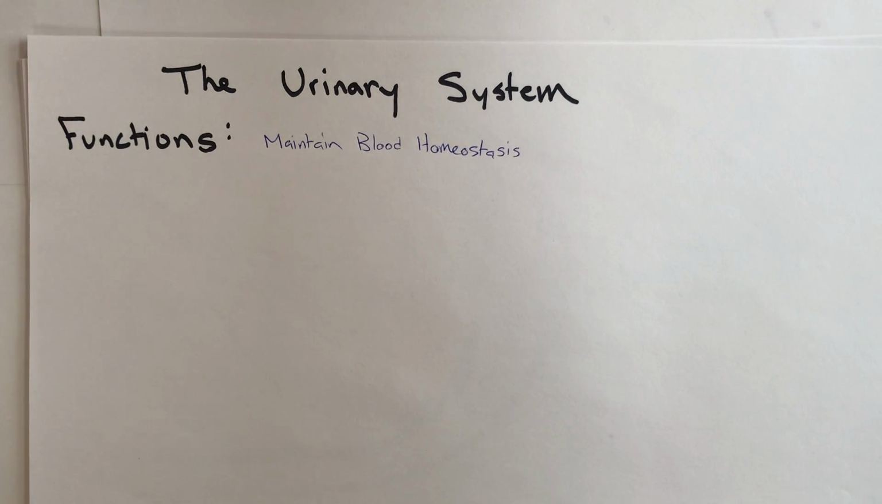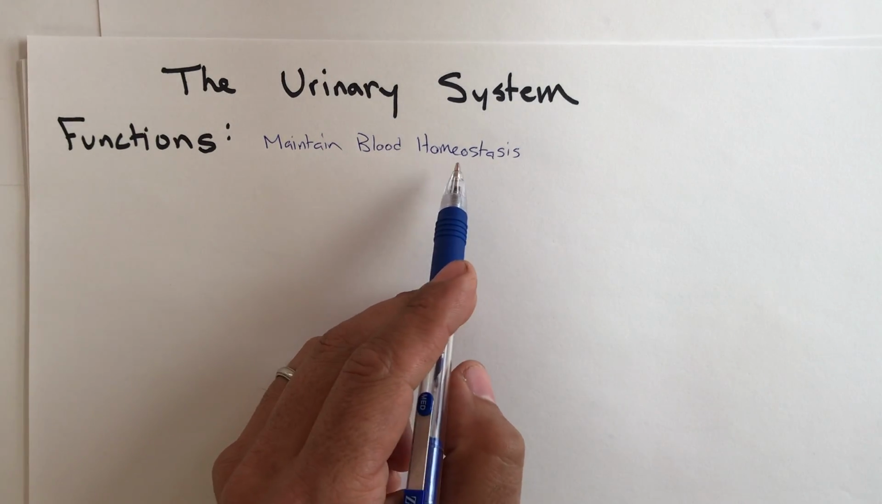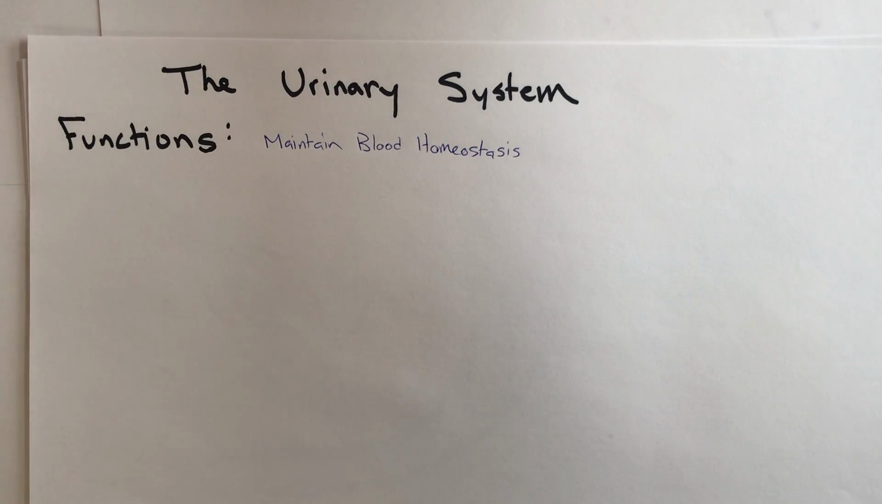What's interesting is that most people say, oh yeah, the urinary system, the function is to pee. Well, yeah, but what is the reason for this? The main function is to maintain blood homeostasis, to maintain the concentration of the electrolytes, to keep the blood happy. This is done through the urinary system.